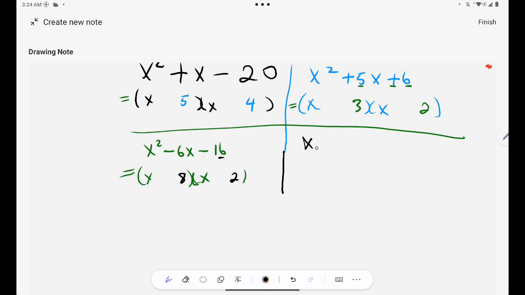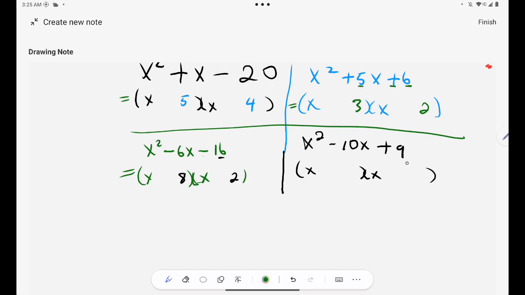Fourth one, x squared minus 10x plus 9. I put an x there and an x there. Okay.